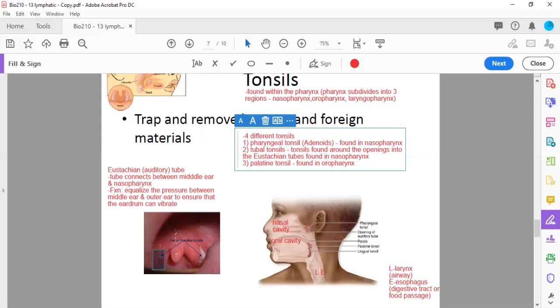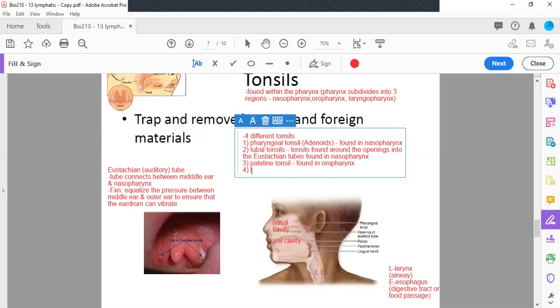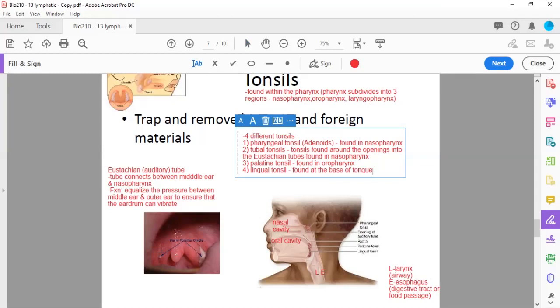Let's move on to the next one, and the last one is what's known as the lingual tonsil. The word lingual means tongue. So this tonsil can be found at the base of the tongue in the oropharynx. We know this is how strategic these tonsils are.